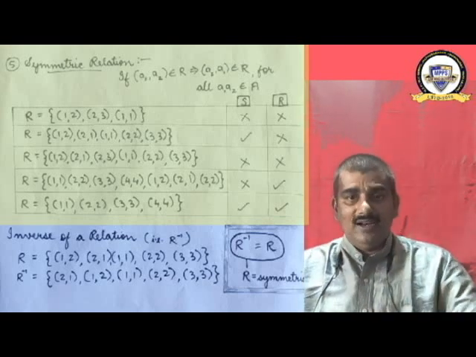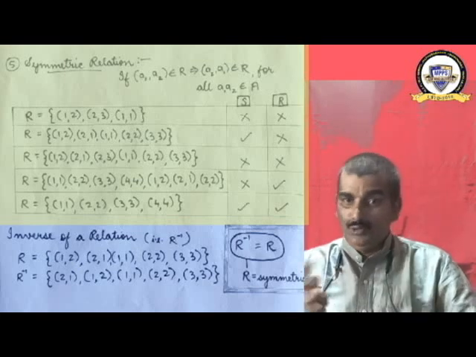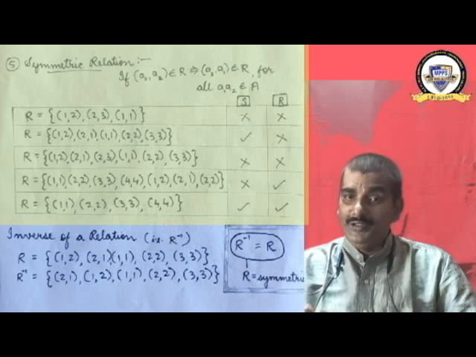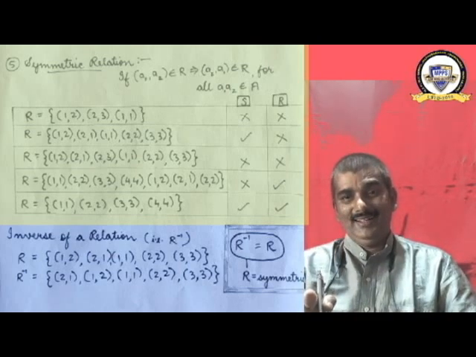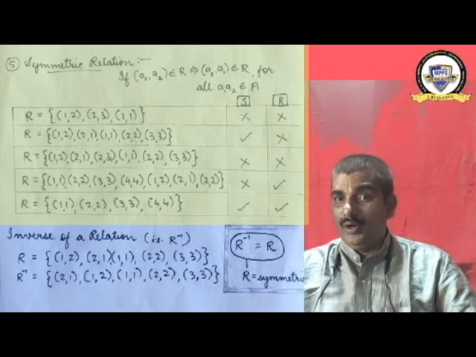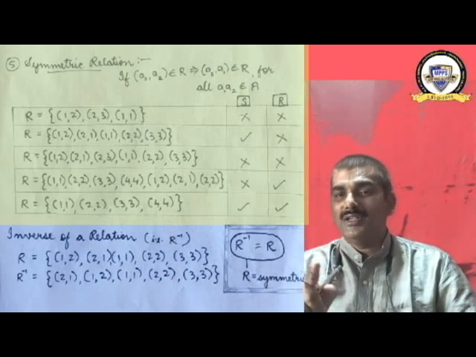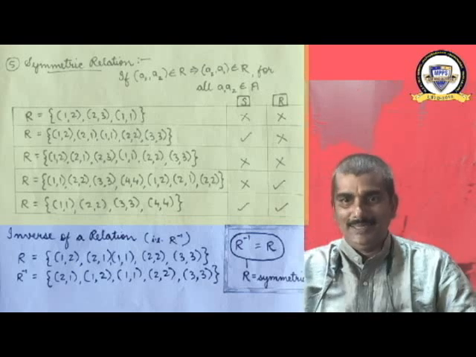Then again the fourth relation: 1 1, 2 2, 3 3, 4 4, then 1 2, then 2 1 is there. But the next ordered pair, that is 2 3, for that 3 2 is not there. That is why it is not symmetric.